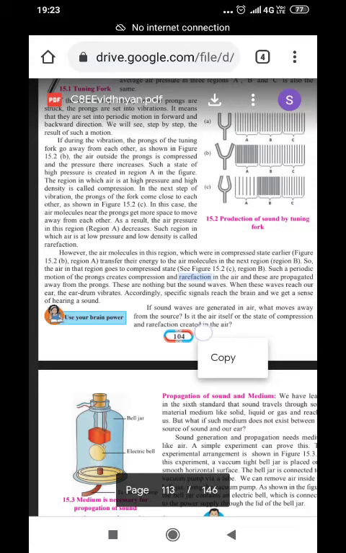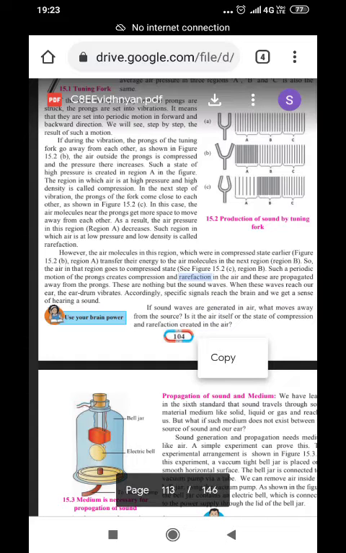the air outside the prong is compressed and the pressure there increases. Such a state of high pressure is created in the region A in the figure. The region in which air is at high pressure and high density is called compression.